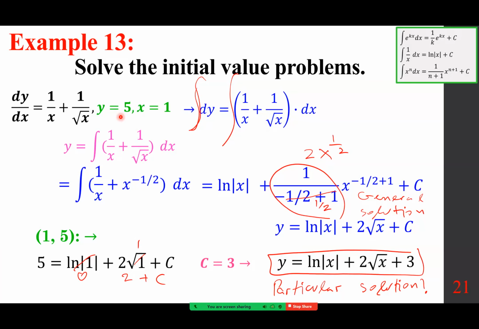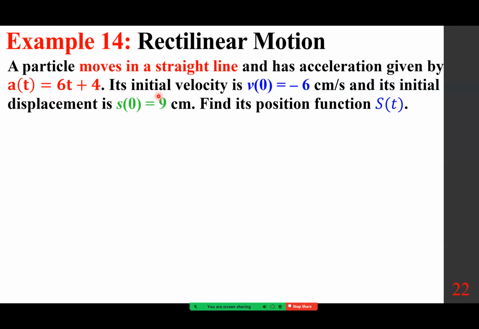A particle moves in a straight line and has acceleration given by a of t equals 6t plus 4. Its initial velocity v of 0 is -6 centimeters per second, and its initial displacement s of 0 is 9 centimeters. Find its position function s of t.